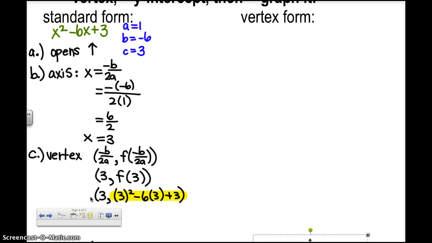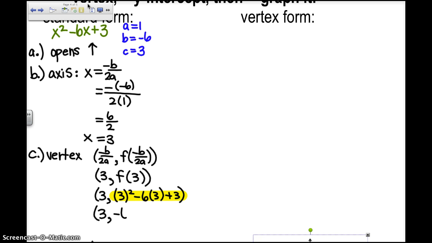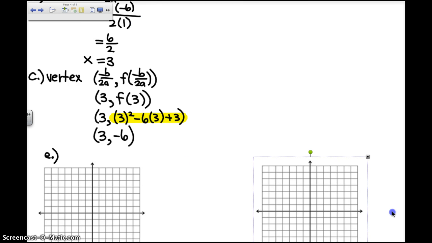Okay? So if we do that, move that out of the way, 9 minus 18 plus 3. 9 minus 18 plus 3 is a negative 6. So we have a vertex at 3, negative 6. The last step is to graph. The last step is we're going to draw the graph here.